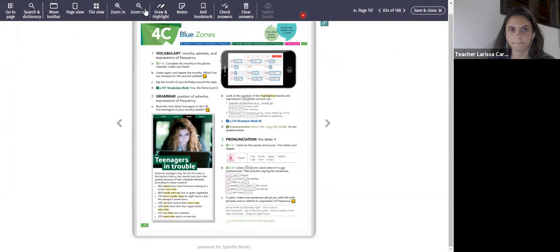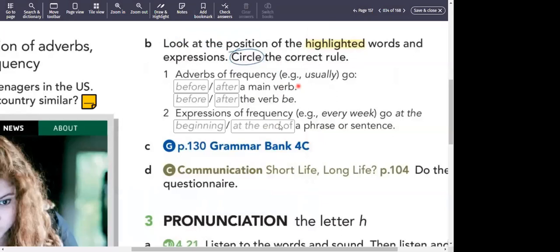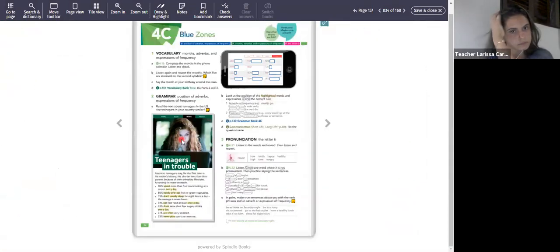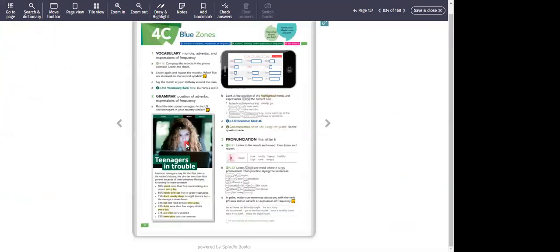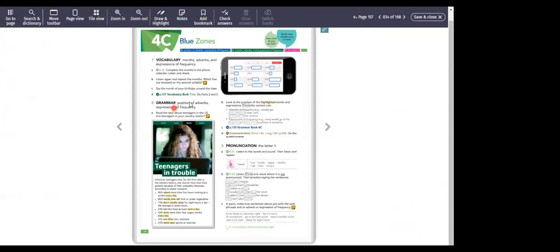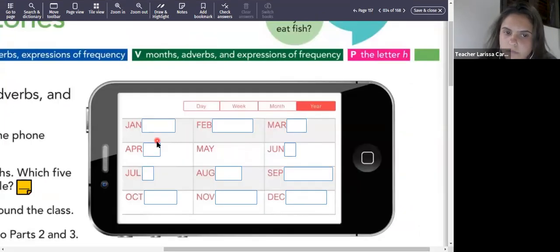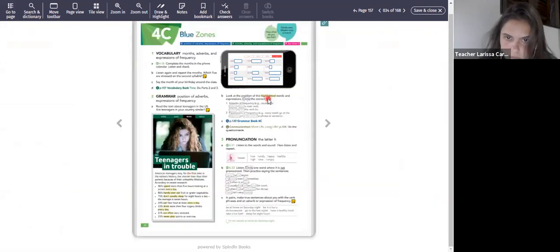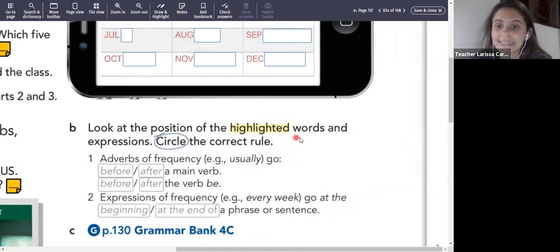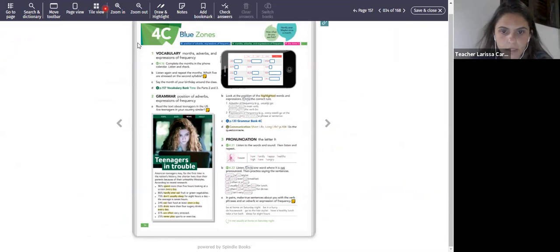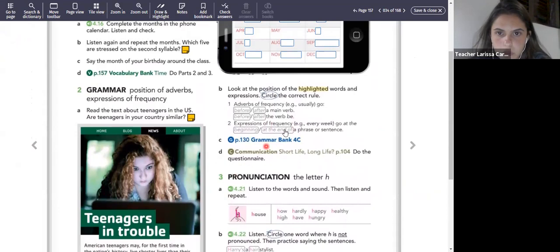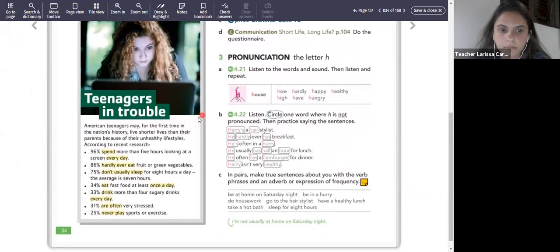Great. So there we go. You have already done this part here, right? About the months. January, February. Okay, so here we go. Look at the position of the highlighted words and expressions and circle the correct rule. So, Cecilia, look at here. Adverbs of frequency. Look, spend is a verb. Every day is about frequency. Hardly ever, frequency. Eat, verb. Don't usually sleep. Usually the adverb.